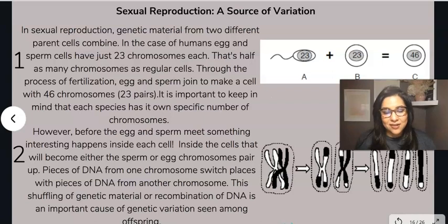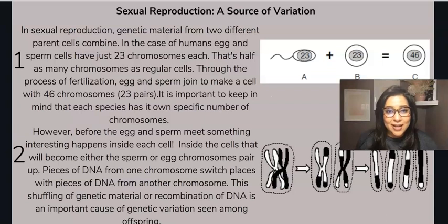Sexual reproduction, a source of variation. In sexual reproduction, genetic material from two different parent cells combine. In the case of humans, egg and sperm cells have just 23 chromosomes each. That's half as many chromosomes as a regular cell. Through the process of fertilization, egg and sperm join to make a cell with 46 chromosomes, 23 pairs. It is important to keep in mind that each species has its own specific number of chromosomes.